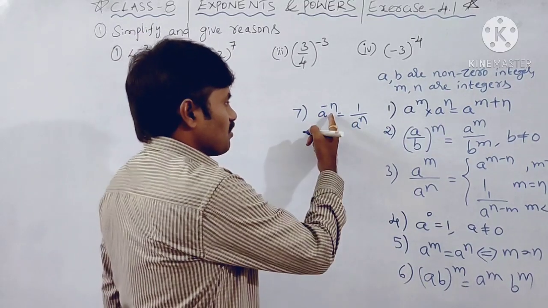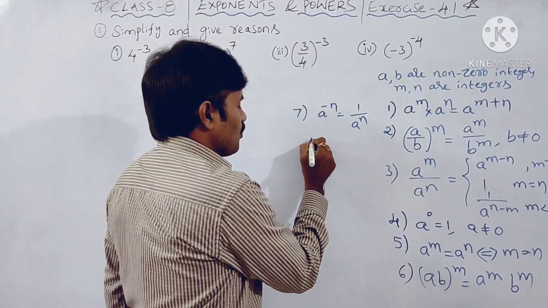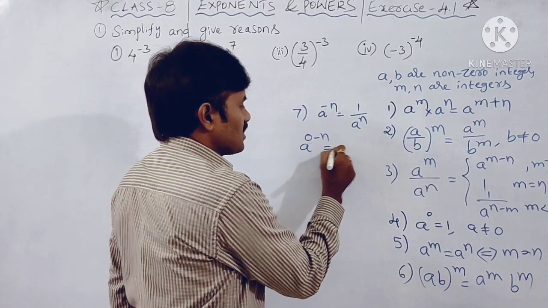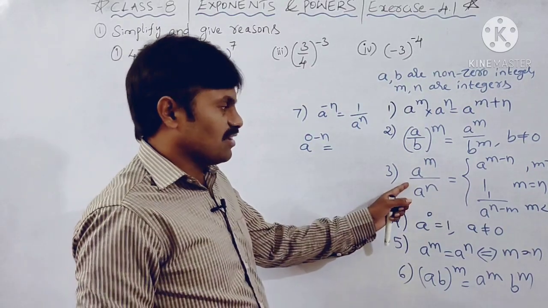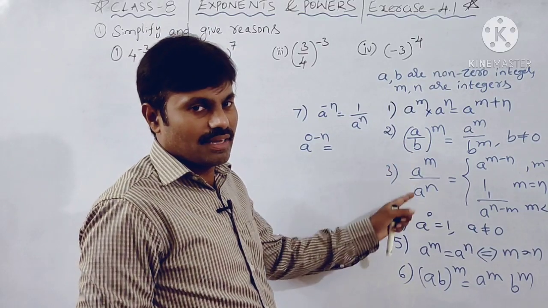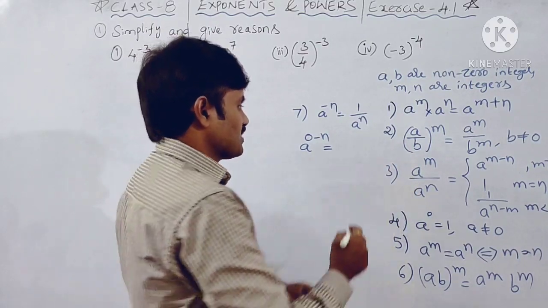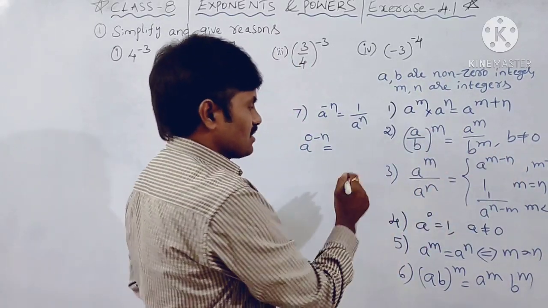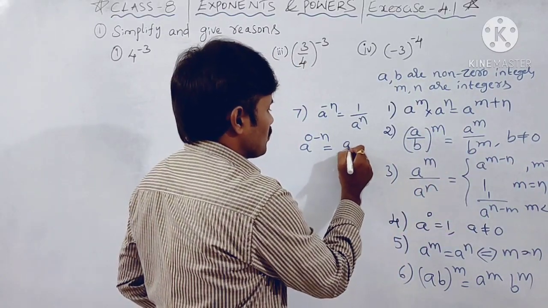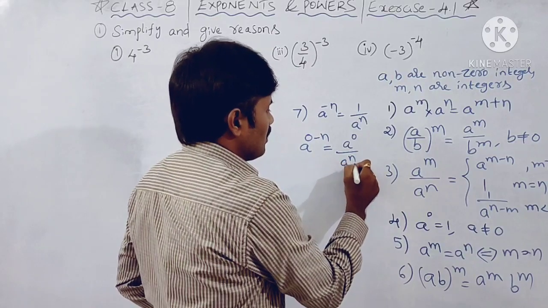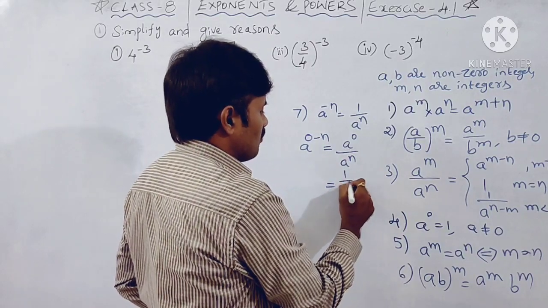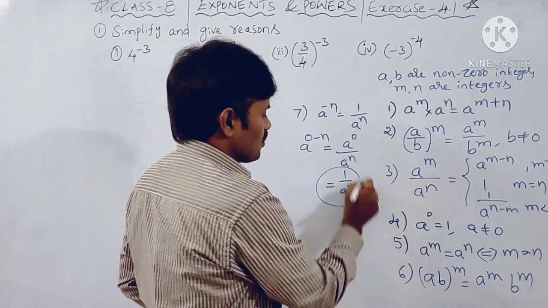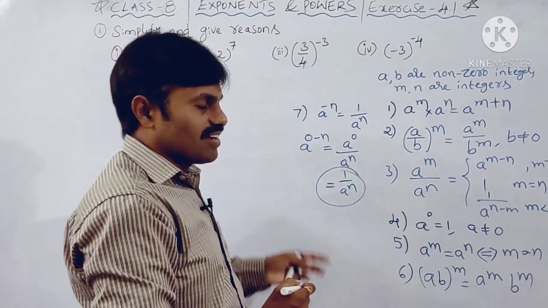Sir, how do we get this formula? So simple, we can write a power minus n as a power 0 minus n. It is in the form a power m by a to the power of n, so that it is a power m minus n. Written in reverse, a power m minus n is a power m by a power n. So a power 0 by a power n. But we know that a power 0 is 1 and a power n is as it is. In this way we got this formula.